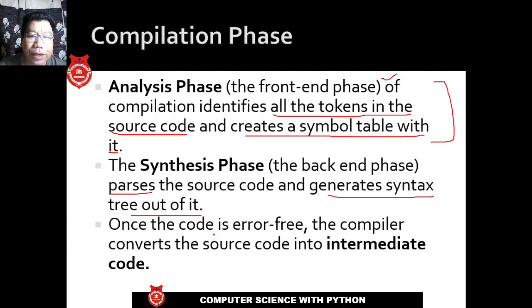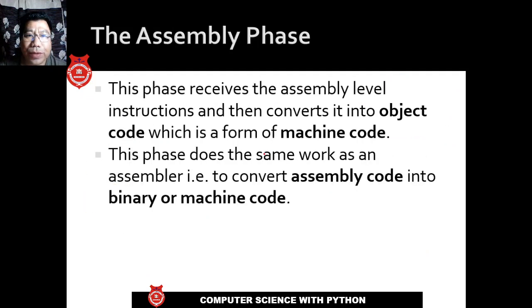And once the code is error free, if there is no error, the compiler will convert the source code into intermediate code after these two phases, synthesis and analysis. Now let's go to the next one. The next one is the assembly phase.